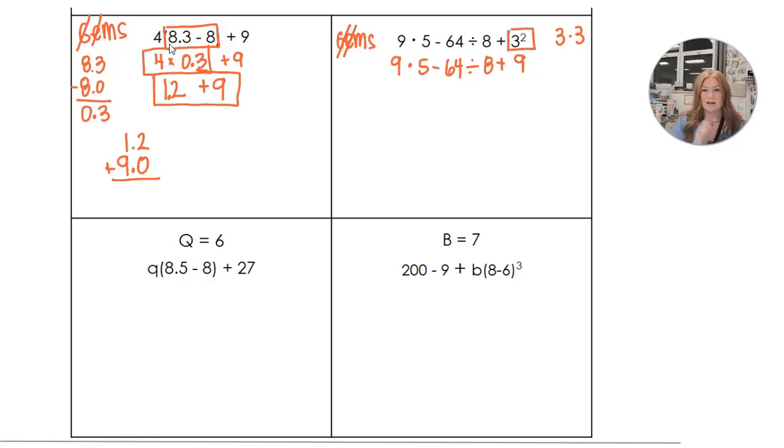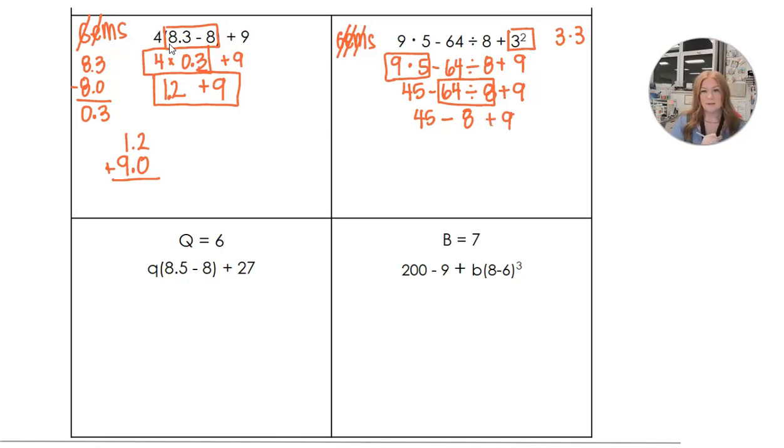We're on multiply and divide, first one first. So the first one we see is 9 times 5 is 45. We're going to minus 64, divide 8, add 9. So we're still on level M, so I can see divide here. So 64 divided by 8 is 8. So we're going to bring down the minus 45, add 9.